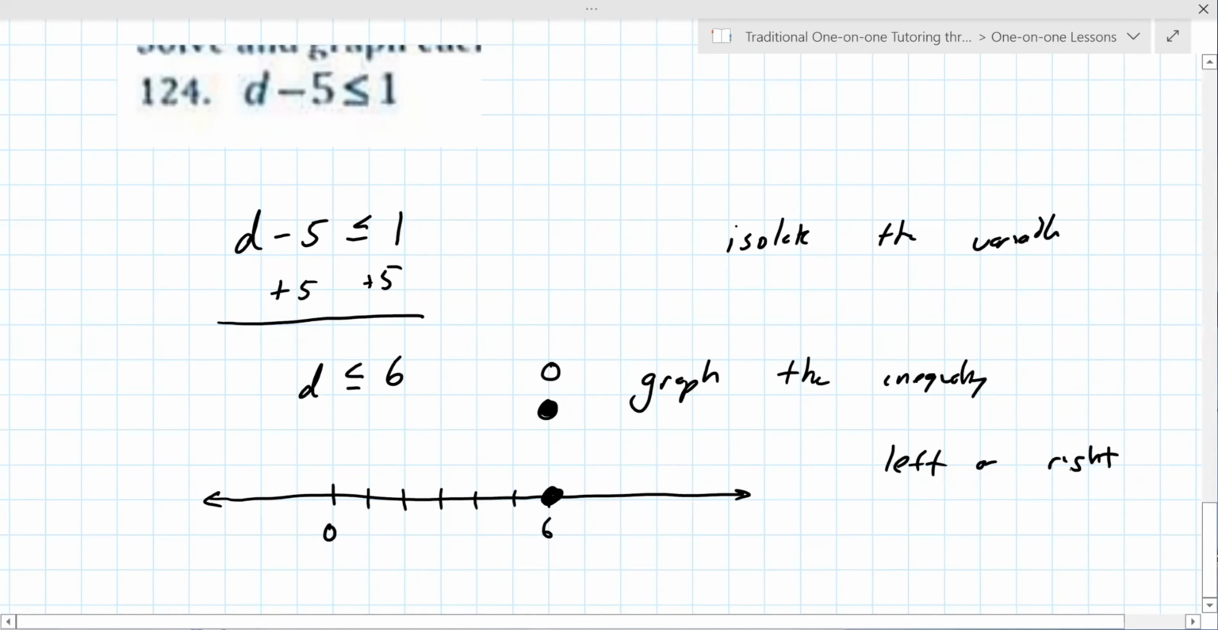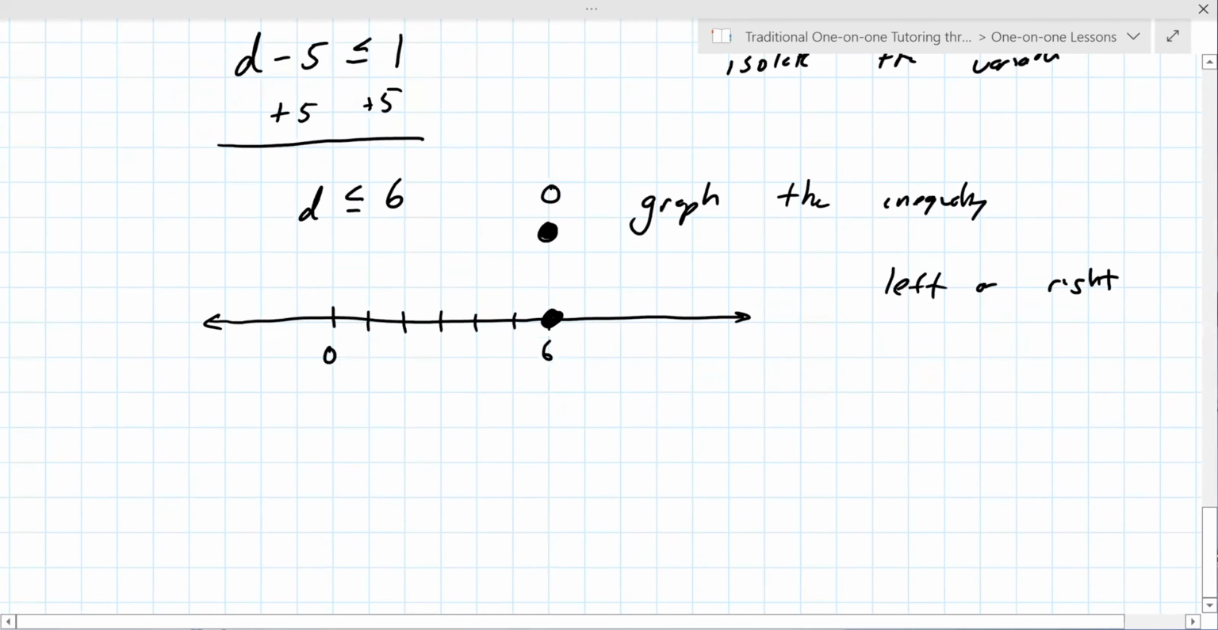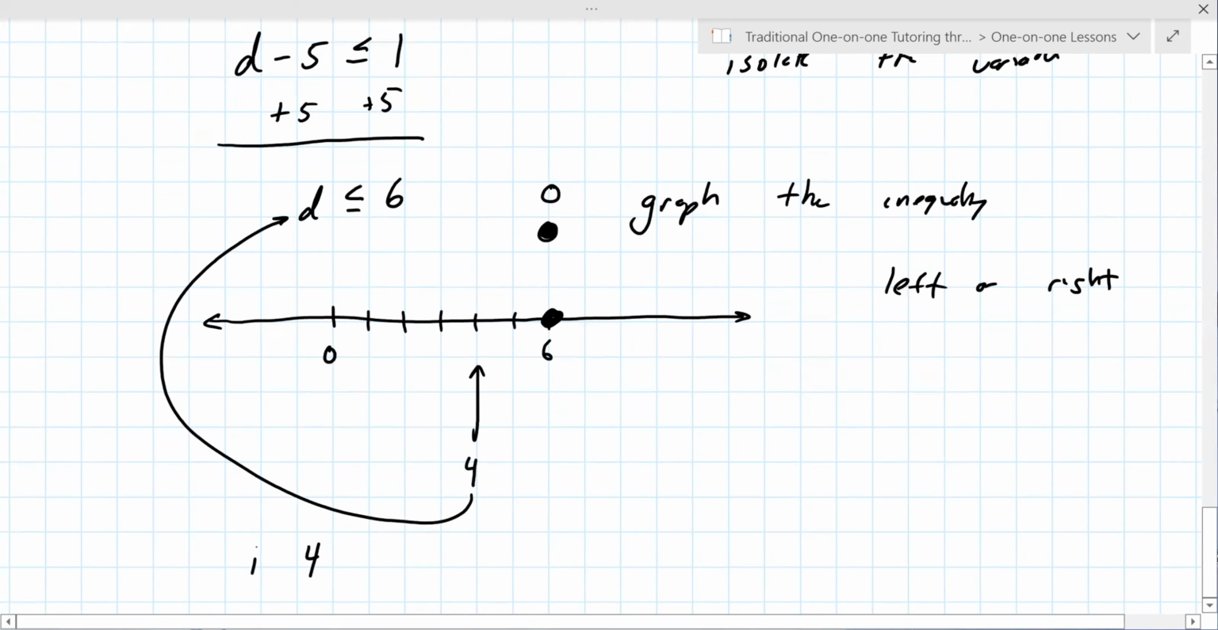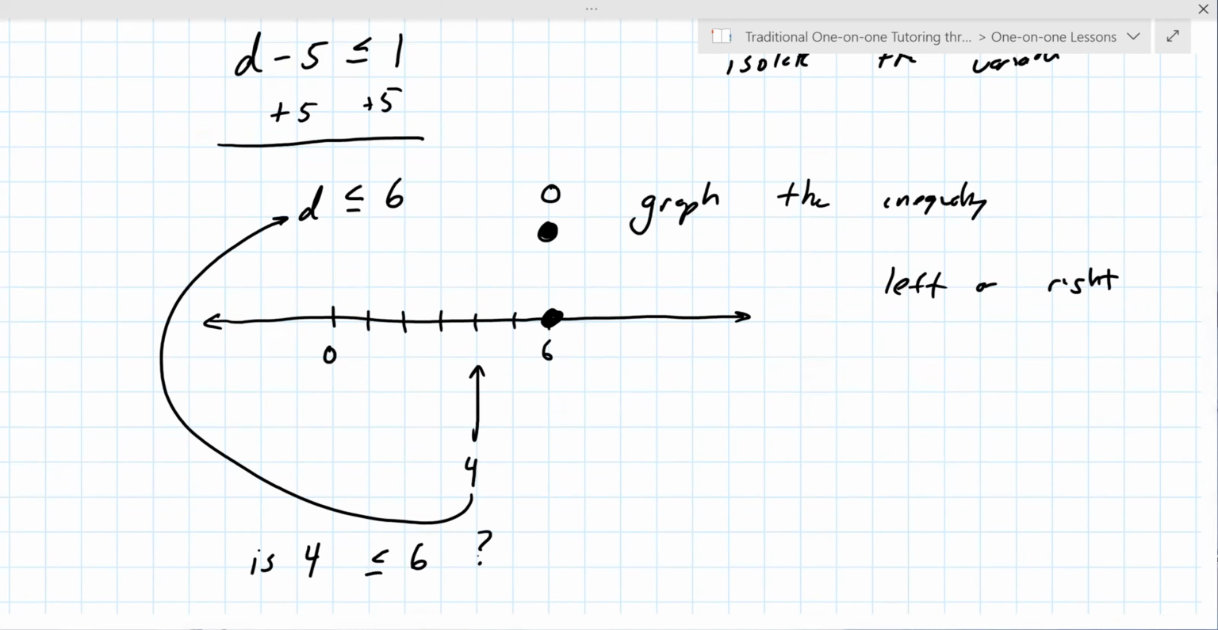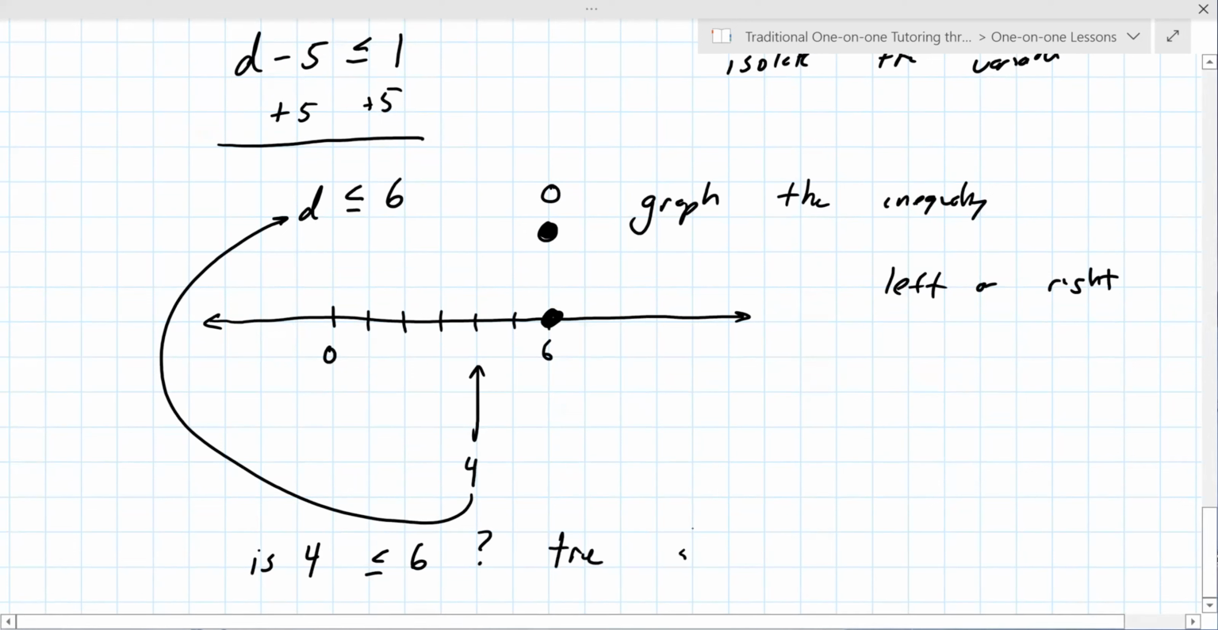Okay, before you answer, sometimes you can take a number on either side. Let's take 4, and put that into the inequality. Is 4 less than or equal to 6? Is that true or false? That's true. So we always want to shade the true side, which means in this case we would shade to the left.